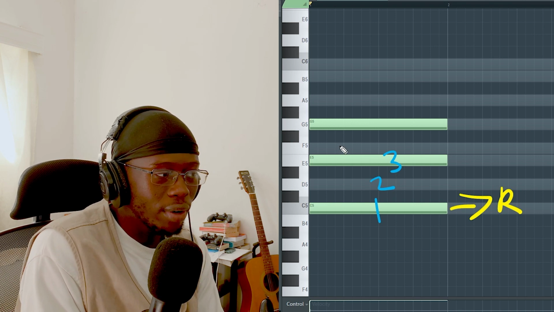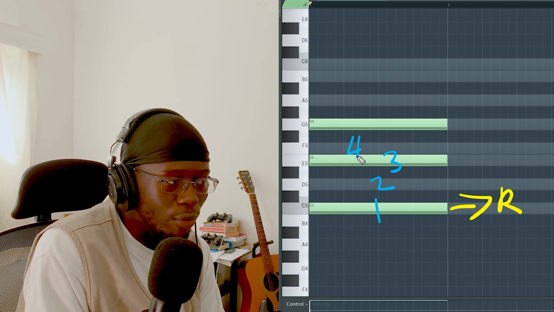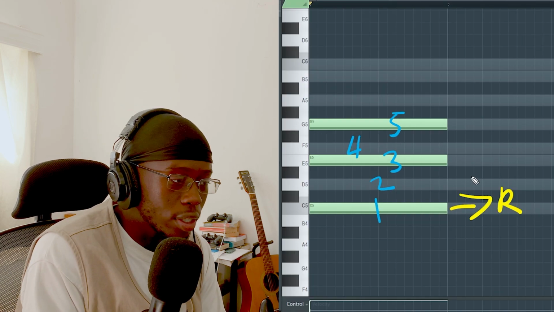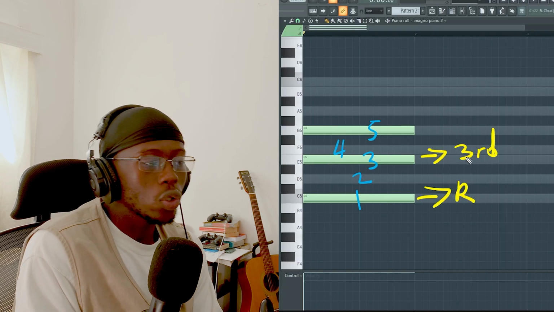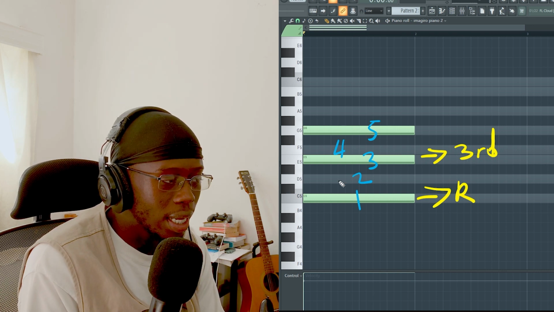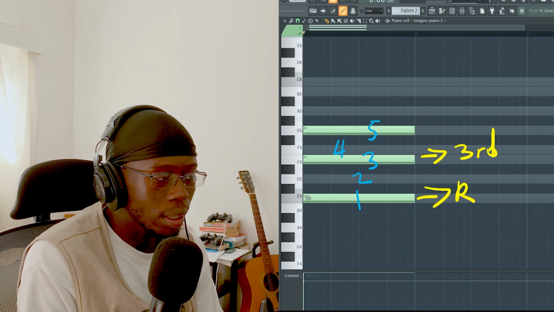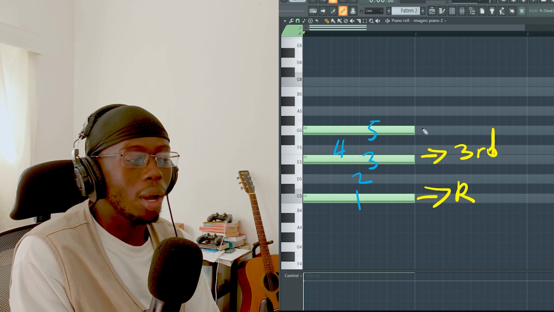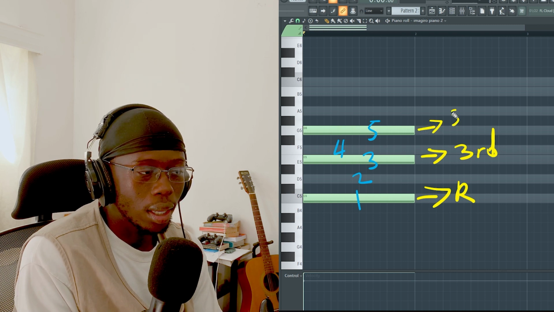And then we can even keep going. We have 4, which is F right there, and then 5, which is G. The reason why we call this the third, this note right here, is because we are relating it to the major scale in the back. And as you can see, it is the third note in the major scale. And of course, this one, we're obviously going to call it the fifth.